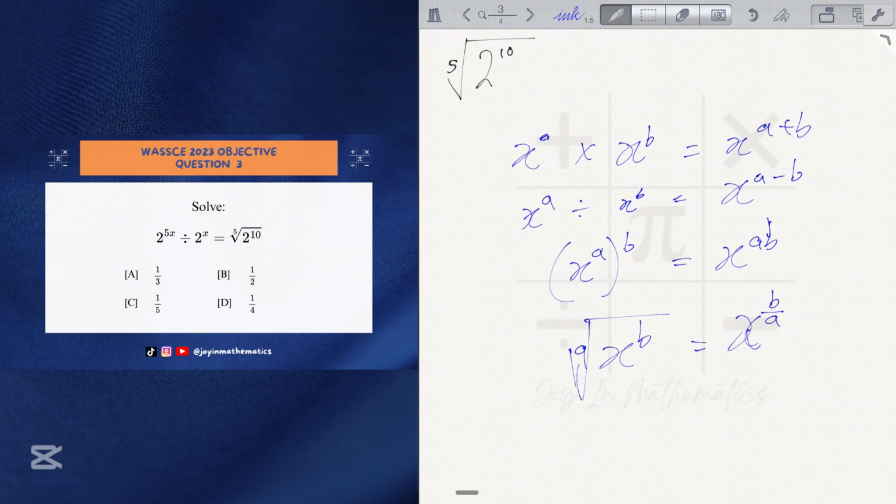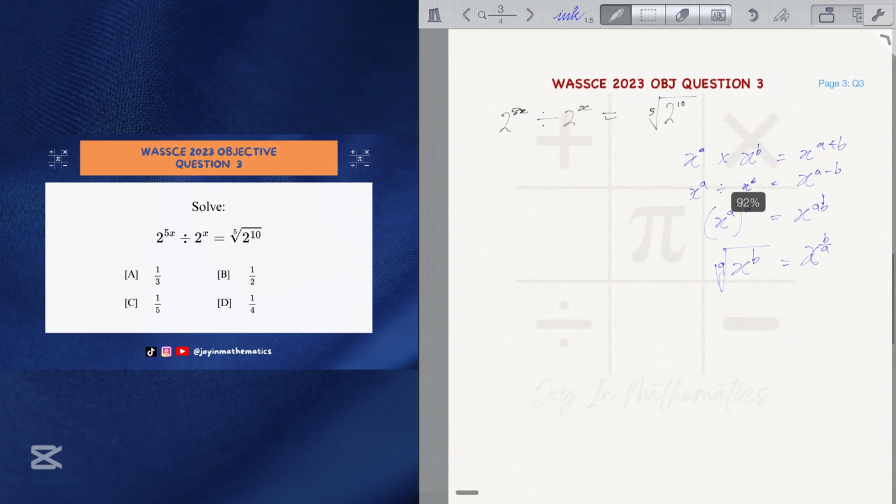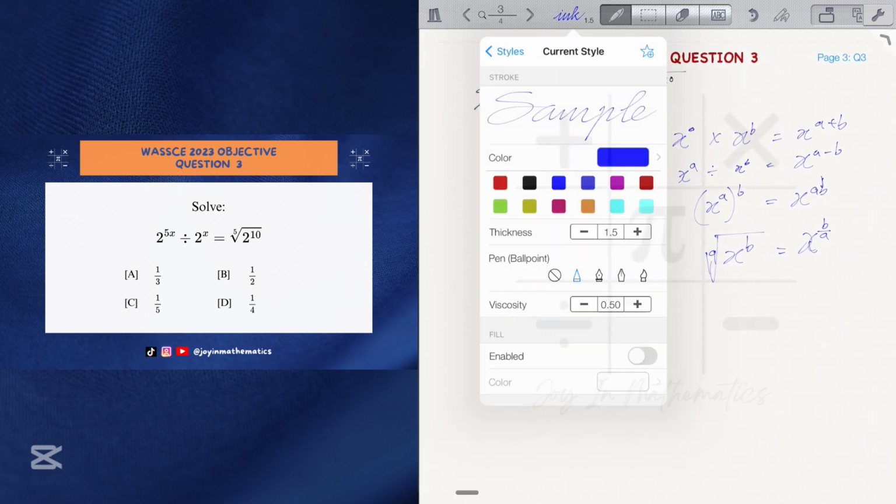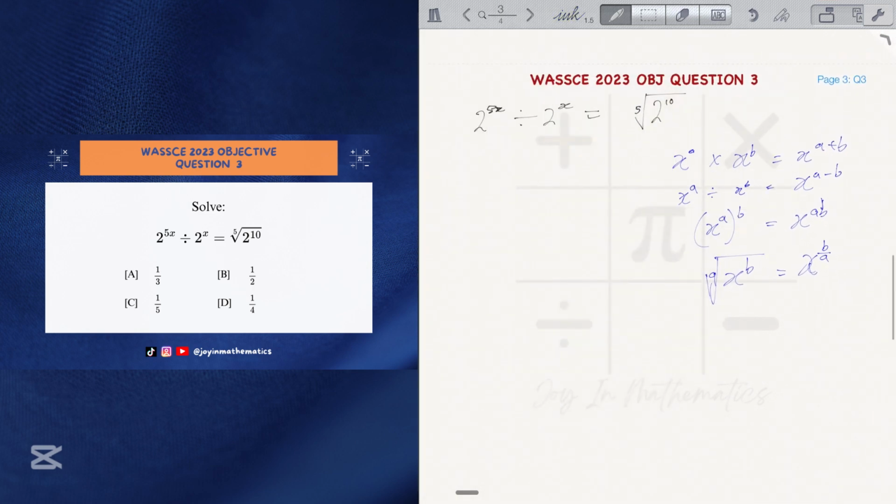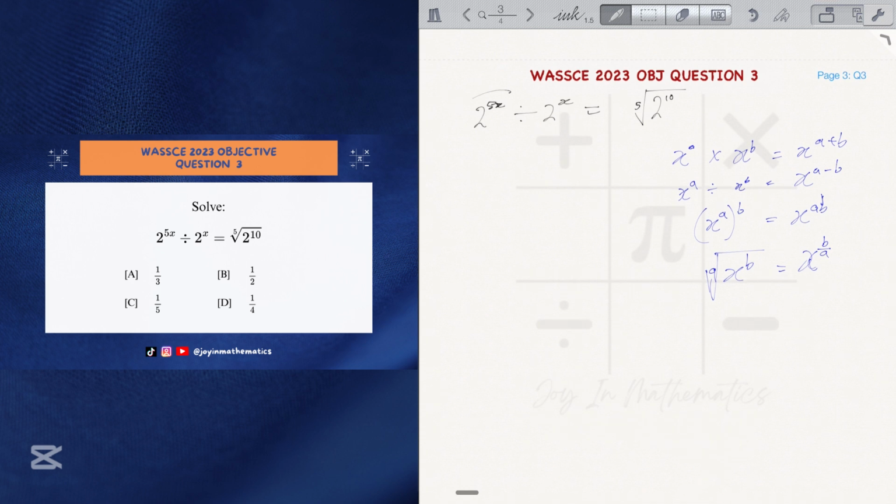You can watch more lesson videos on our YouTube channel on indices and logarithm, where we explain all this in detail. Now moving on, we have 2 raised to the power of 5x divided by 2 raised to the power of x. So we are going to apply this. Remember, they are of the same base. So let's apply the quotient law, or the subtraction law rather. We are applying this to the left hand side.